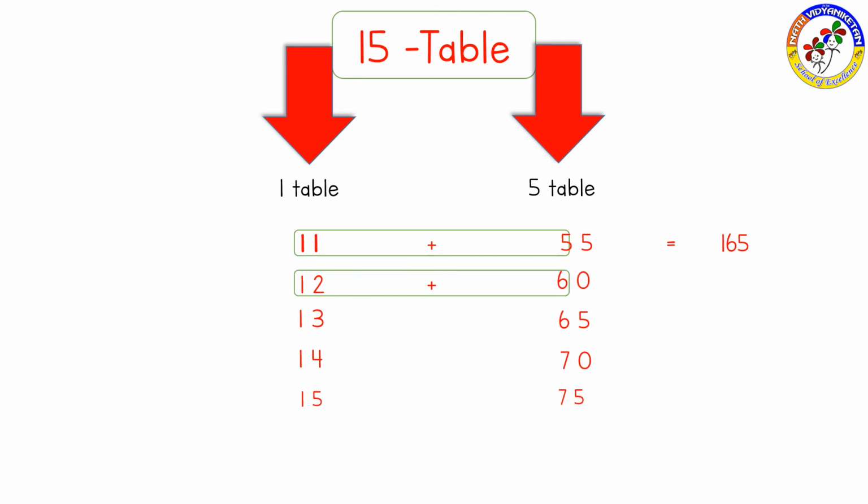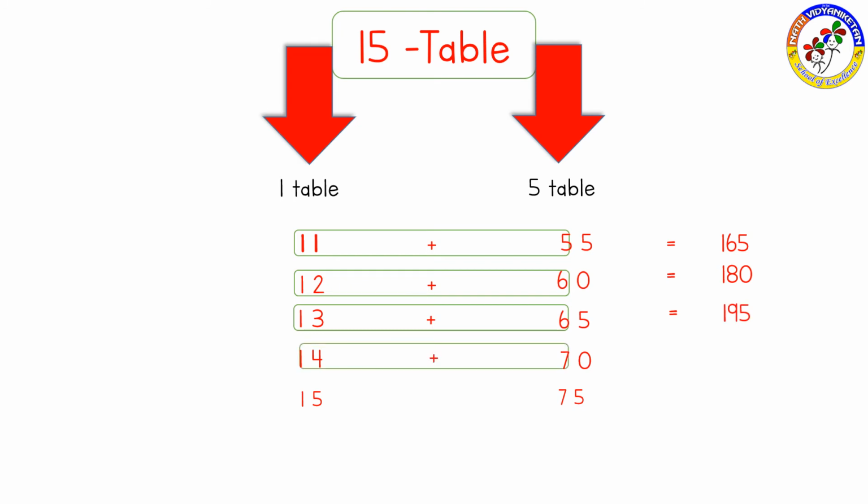12 plus 6 is 18, and write 0 as it is, that is 180. Now 13 plus 6. 13 plus 6 is 19, and write 5 as it is, that is 195. Now 14 plus 7. 14 plus 7 is 21, and now write 0 as it is, that is 210. Now 15 plus 7. 15 plus 7 is 22, and write 5 as it is.